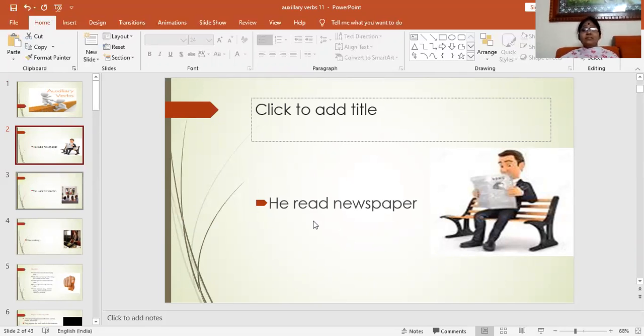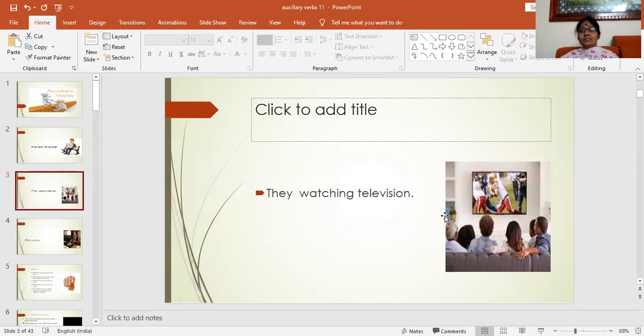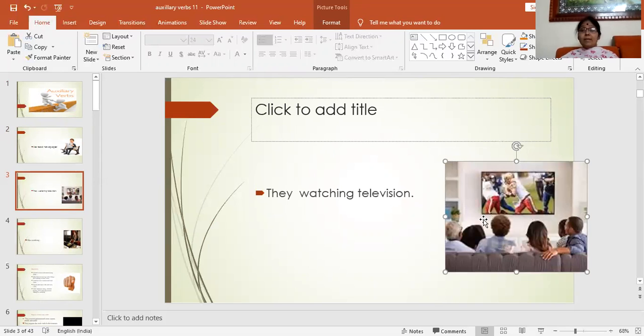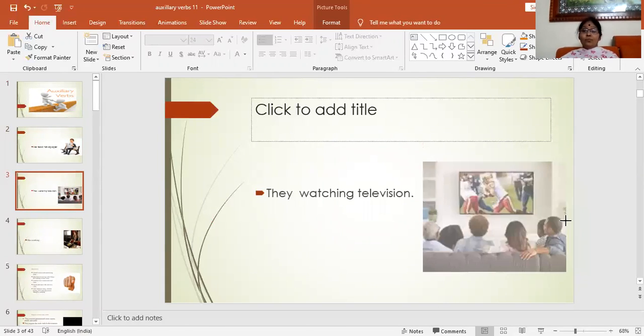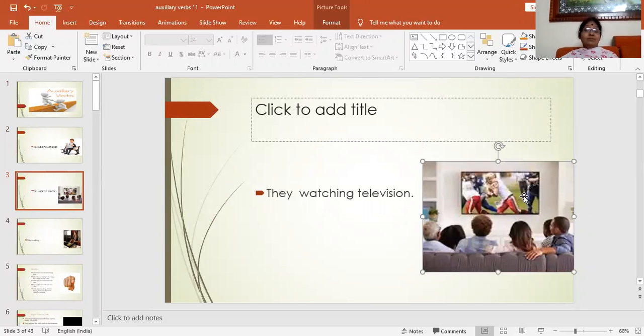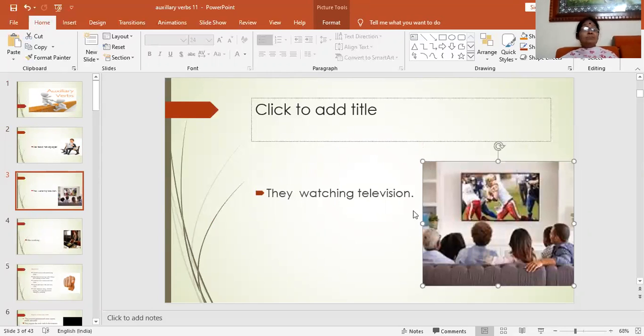Now let us look at this picture. What do we see? We see that there are some people over here, right? They are watching television. "They watching television." Now this sentence also seems incomplete. We do not know whether this action is over, whether it is right now taking place, right? So there is something missing over here.